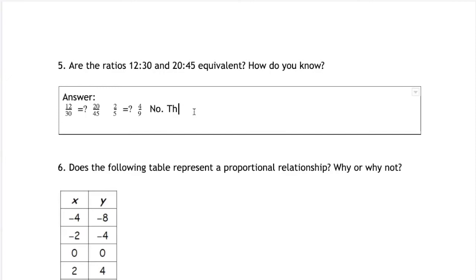No. These are not equivalent ratios. Right? Because if we simplify them all the way, we should be able to simplify them to be the exact same number. And they're not. This is 2/5. And if we double it, it would be 4/10. And this is 4/9. That's not the same.